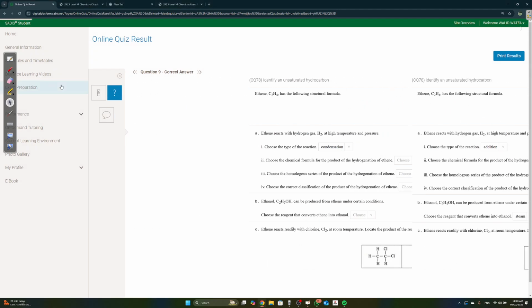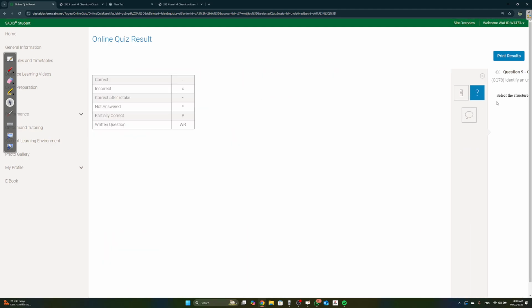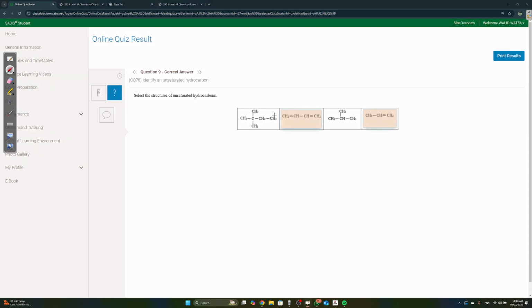Question 9. Select the structure of unsaturated hydrocarbons. To have an unsaturated hydrocarbon, I told you, unsaturated means carbon double bond. Is there a carbon double bond? No. Here, is there a carbon double bond?